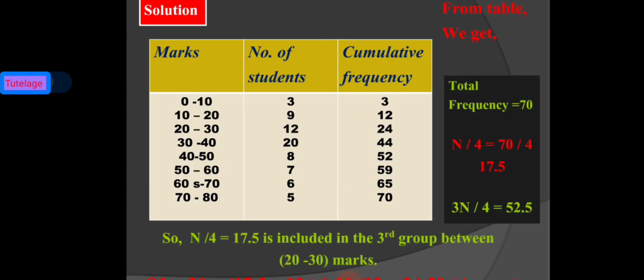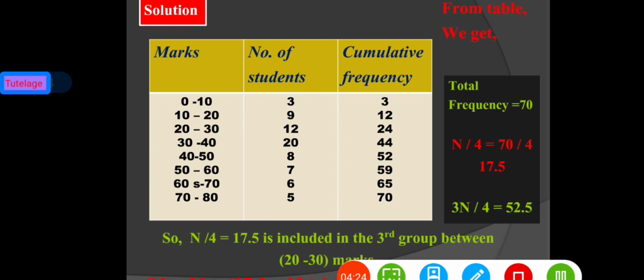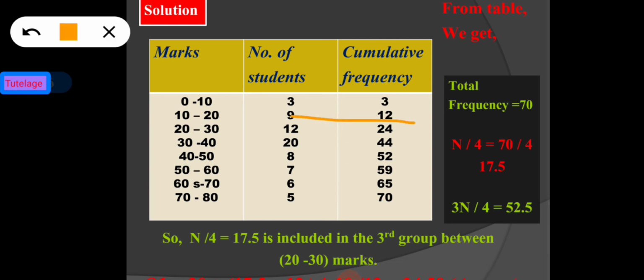Clear? So n by 4 is included in the third group. So that's why this is the group, and F means 12. So that's why 17.5 minus 12 divided by 12 into 10. Why? Because the formula is into C. Okay, so C means class size of the class. So the size of the class 20 to 30, the class range is 20 to 30.